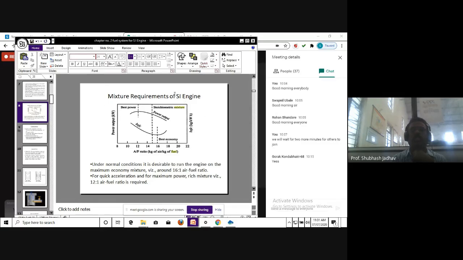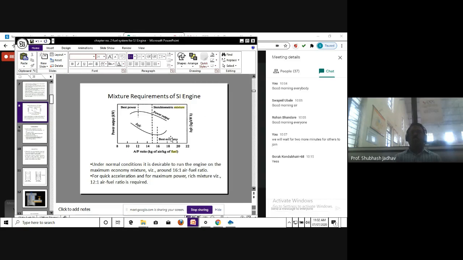So that is what we call as the mixture requirement for SI engines. That means the requirement of the mixture is a variable parameter, and depending on what we want in a particular condition, the mixture requirement is going to change. So sometimes we will be requiring a power mixture, while during other times we will be requiring an economy mixture.